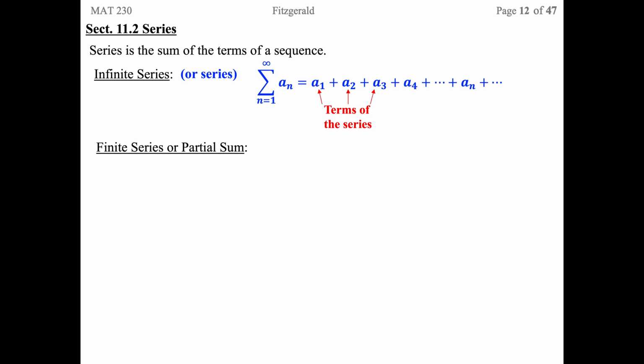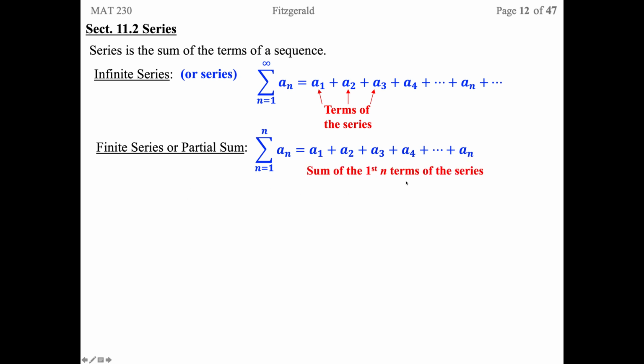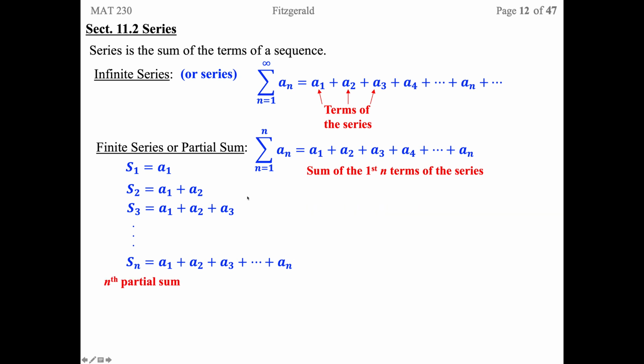We can have finite series or partial sums. This is where, instead of having infinity at the top of our summation, we have a definite constant value and we stop at some point. These are called partial sums. So capital S sub 1, this is the sum of the first term. S sub 2, the sum of the first two terms. S sub 3, the sum of the first three terms. Four terms, five terms, so on and so forth. Those are partial sums.